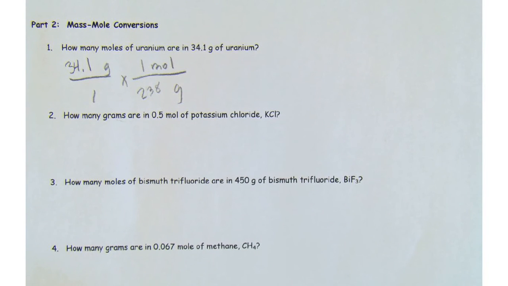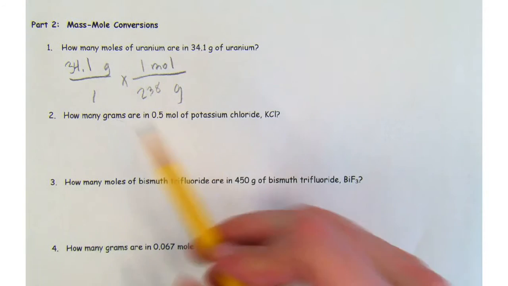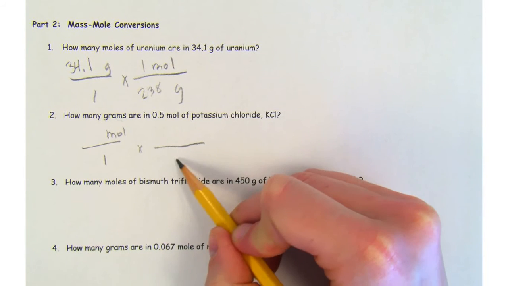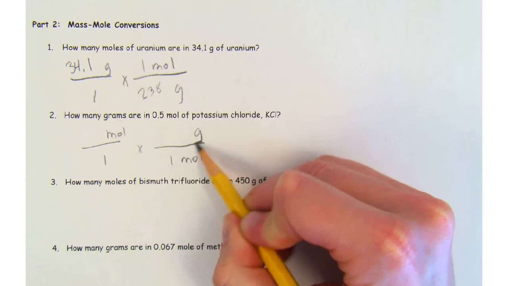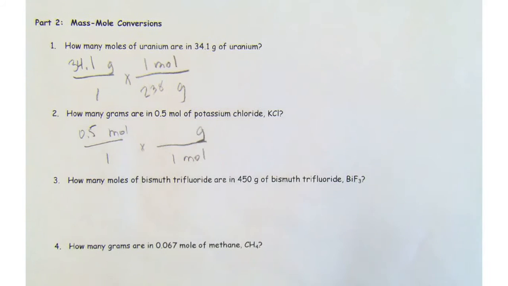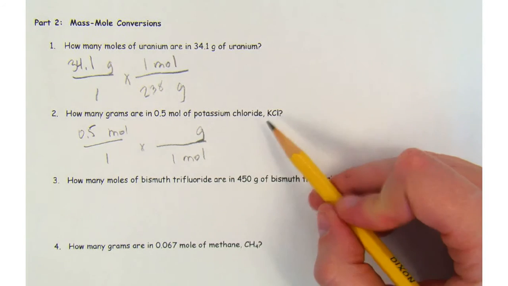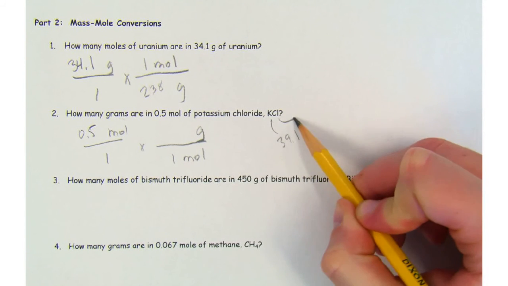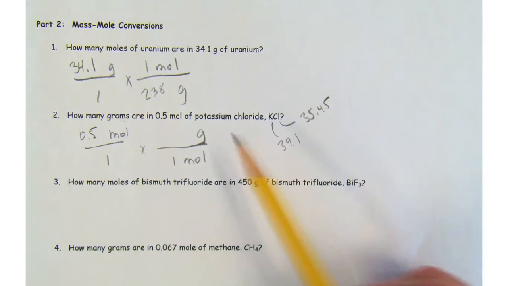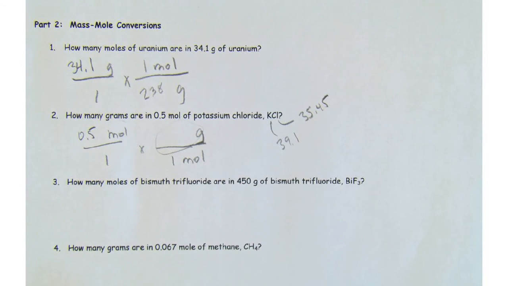Number 2 is the yellow problem. So I'll set up the frame. In the problem, we're given 0.5 mole. And then you need to go look up the molar mass for potassium chloride. I think potassium weighs about 39 and chlorine 35. Add those up, put that here, and you should be able to get your answer.